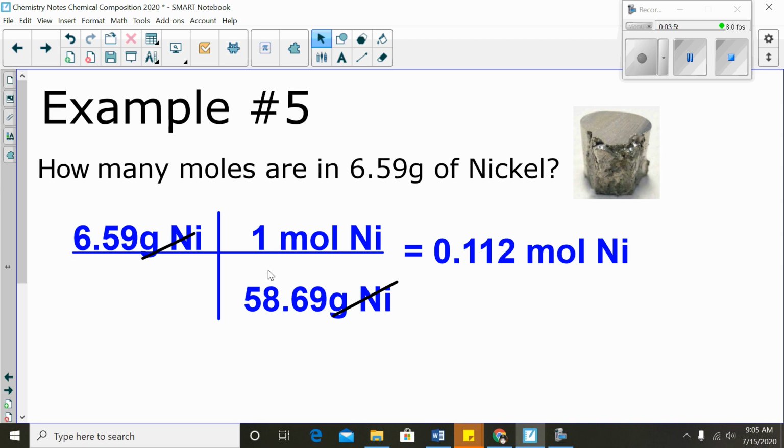Now to solve this problem, you take 6.59 times 1, and you divide it by 58.69. Now my answer, with proper significant figures, it should have 3 to match the 6.59 that I started with, is 0.112 moles of nickel. Now remember, we started with quite a bit less than what you see on the periodic table, right? 6.59 compared to that 58 on the periodic table. So if that 58 is equal to a mole, if I have a lot less than 58, I'm going to have a lot less than 1 mole for my answer. So I know that this is right.